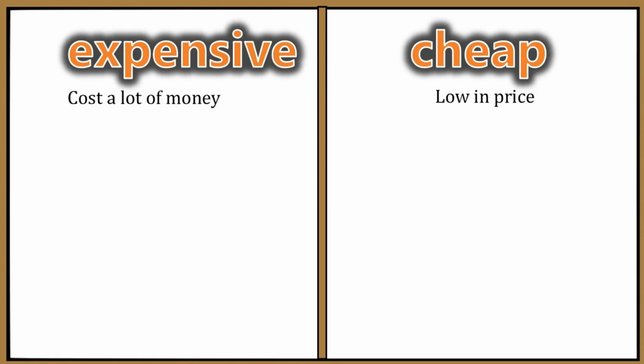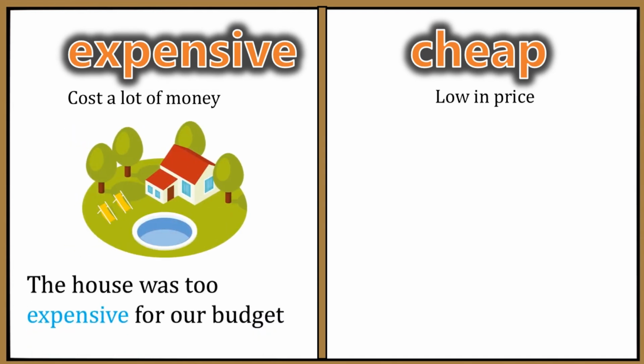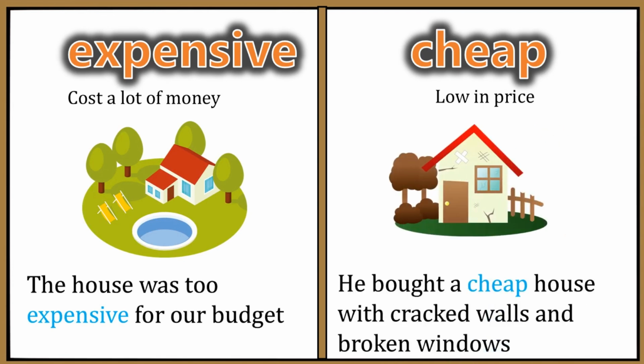Expensive. Costing a lot of money. The house was too expensive for our budget. The opposite of expensive is cheap, which means low in price. He bought a cheap house with cracked walls and broken windows.